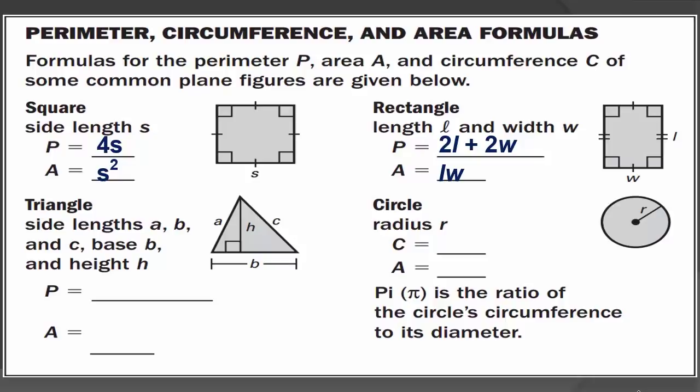Triangle with side lengths A, B, C, base of B, and a height of H. To find the perimeter, you would add A plus B plus C. To find the area, it would be 1/2 the base B times the height H.